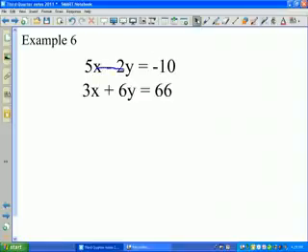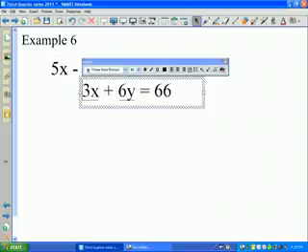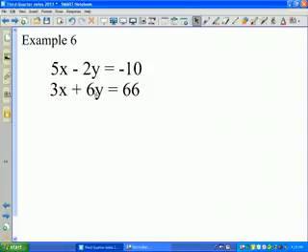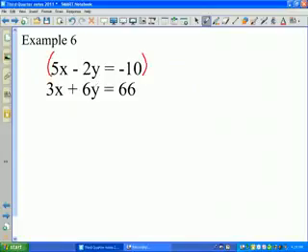So since we kind of took it easy the last time, oops, forgot to do that. Let's see if we can do the multiplication this time and try to eliminate our x's. So if I wanted to eliminate my x's, I need to multiply this top equation by 3. And I need to multiply that bottom equation, I'll use a different color, by 5.